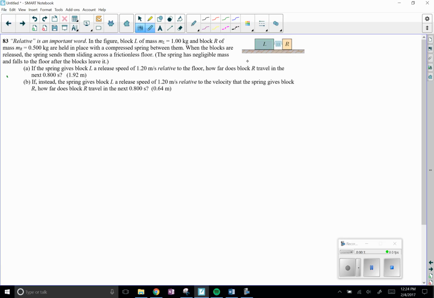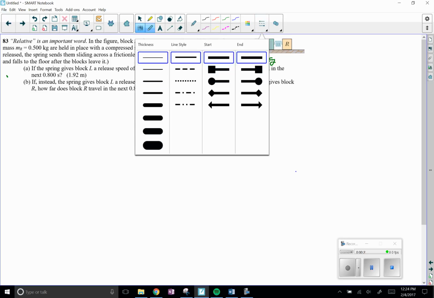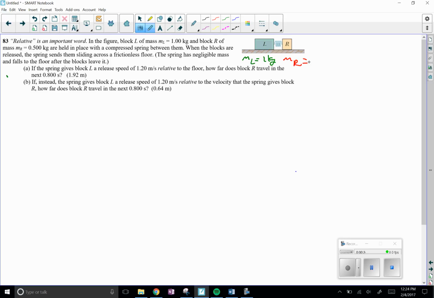I know that the mass of the block on the left is 1 kilogram, and I know that the mass of the block on the right is 0.5 kilograms. All right, and the idea is they're held together with a spring, and they're held in place at rest. So through this whole problem, the velocity of my center of mass has to be 0.